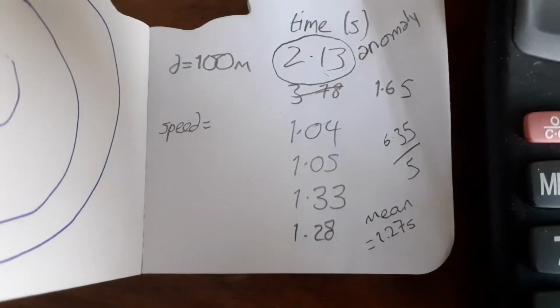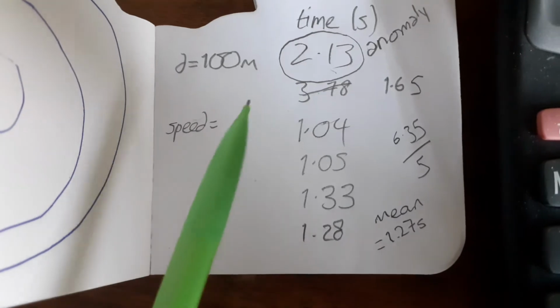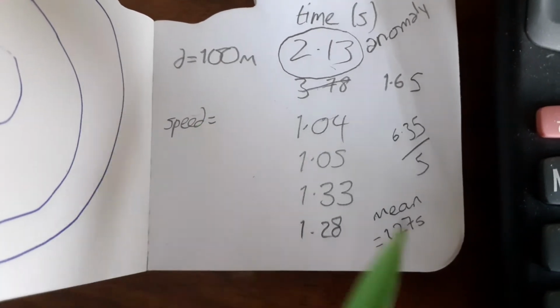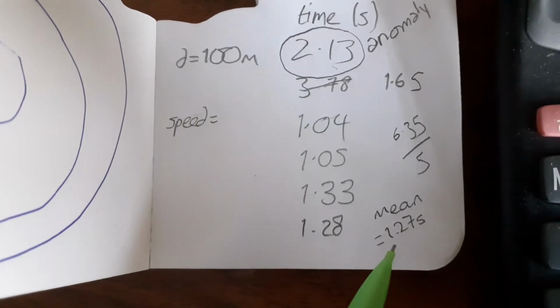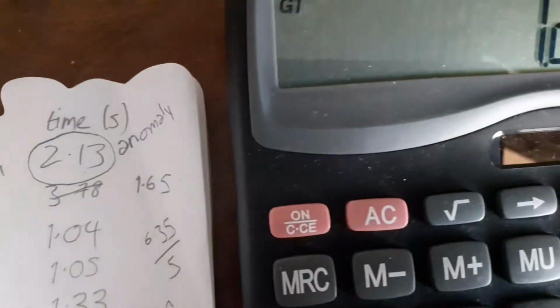Next thing to do, calculate speed. And if you remember, speed is measured in meters per second, which is meters divided by seconds. So we do distance divided by time, meters divided by seconds. Our units tell us that. So let's go back to our calculator.